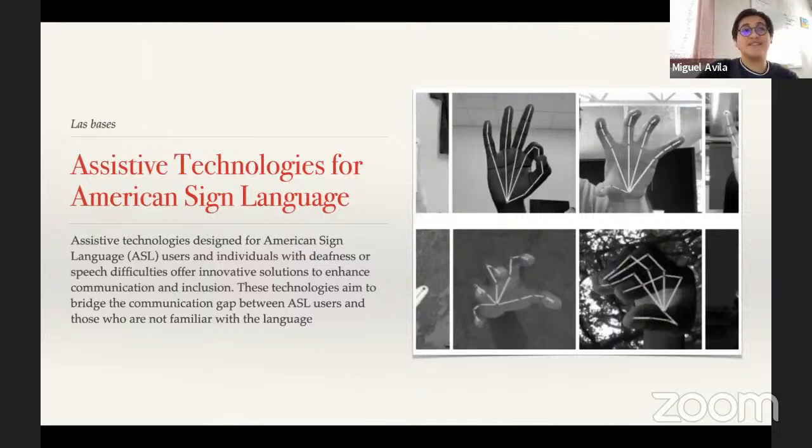And now we have the assistive technologies specifically for American Sign Language. In this case, we are talking about individuals with deafness or speech difficulties, and we can offer innovative solutions to enhance communication and inclusion. We're going to talk about this more in the discussions and on the results we obtained, but it's pretty interesting how to bridge the communication gap between ASL users and those who are not really familiar with that language. So that special focus is pretty interesting for this research specifically.